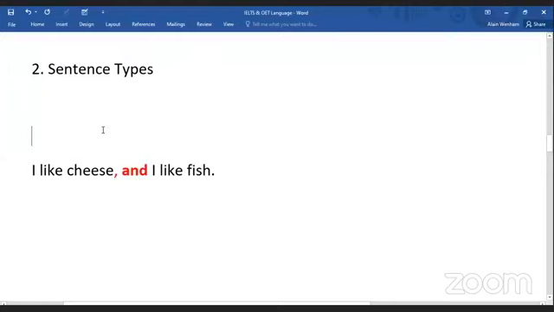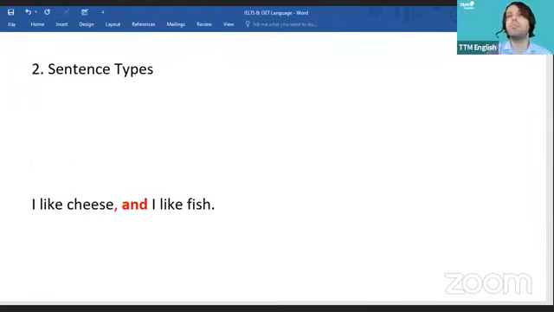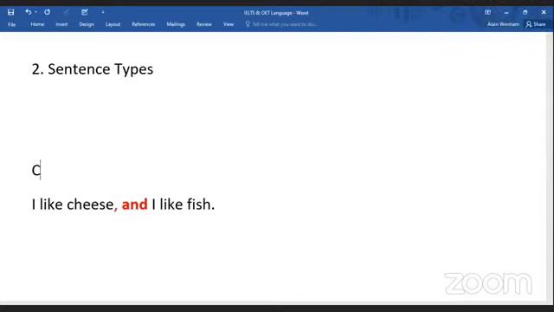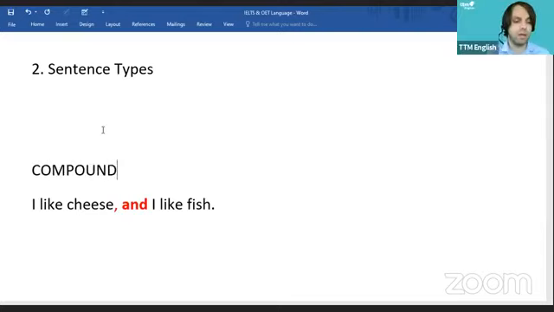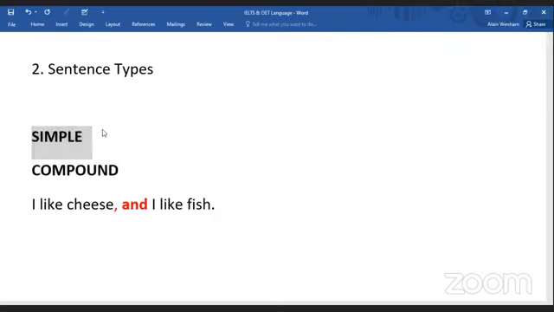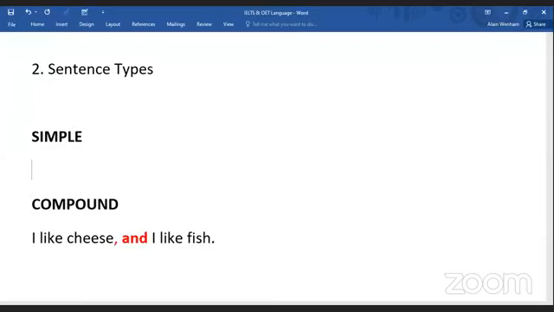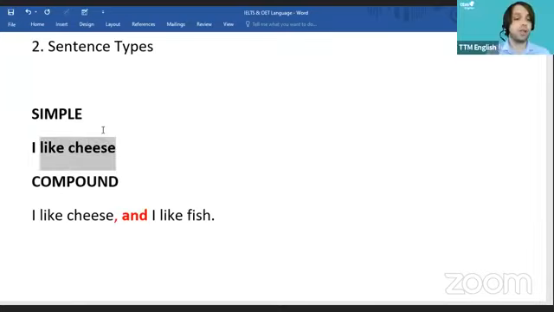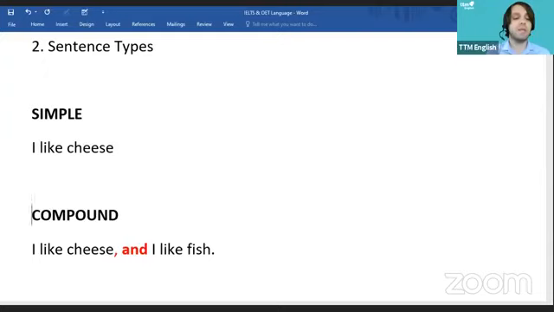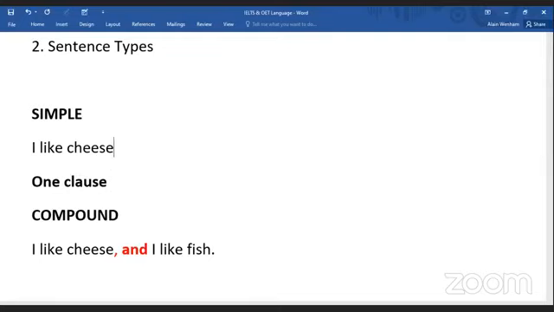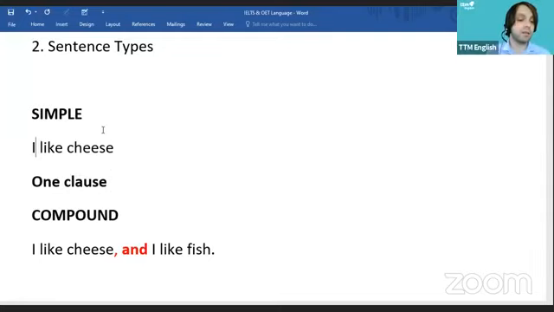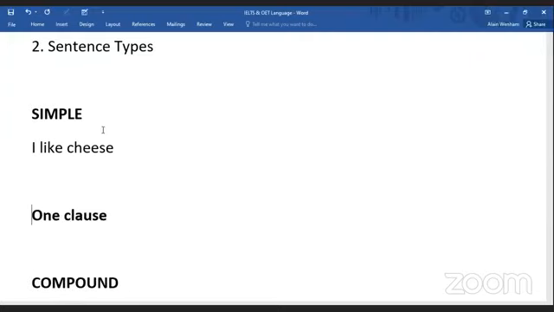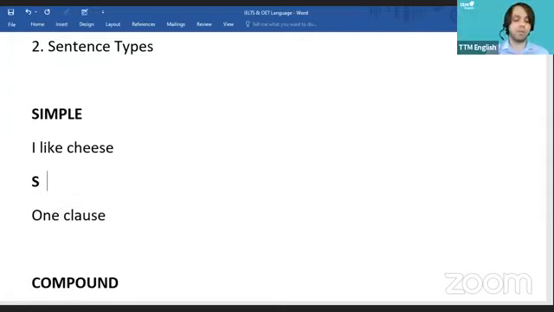So I like cheese and I like fish. Is that a compound sentence, a simple sentence, or a complex sentence? Compound. Right? Now, Mehdi, if you come back on the microphone. Yes, sir. Do you know what a simple sentence is? They don't have any connectors, I think, but I like cheese, right? That's the one. How many clauses? One. Mehdi, there's one clause here, right? And we can say that because there's a subject and a verb. So, Mehdi, what is the subject here? What is the verb?